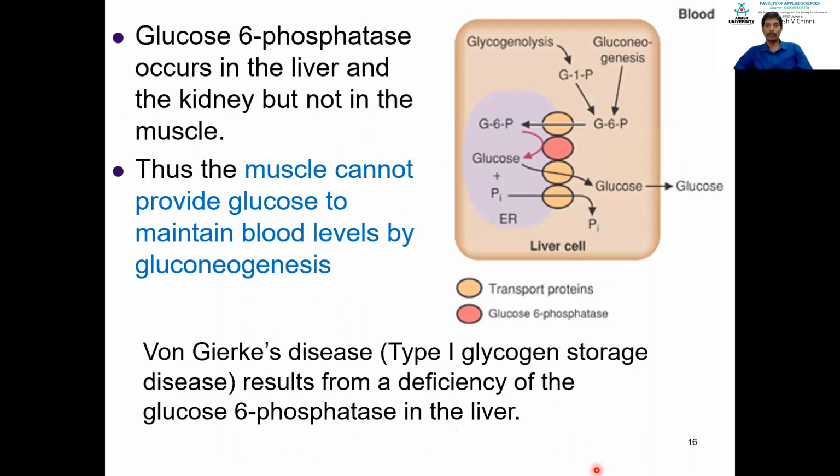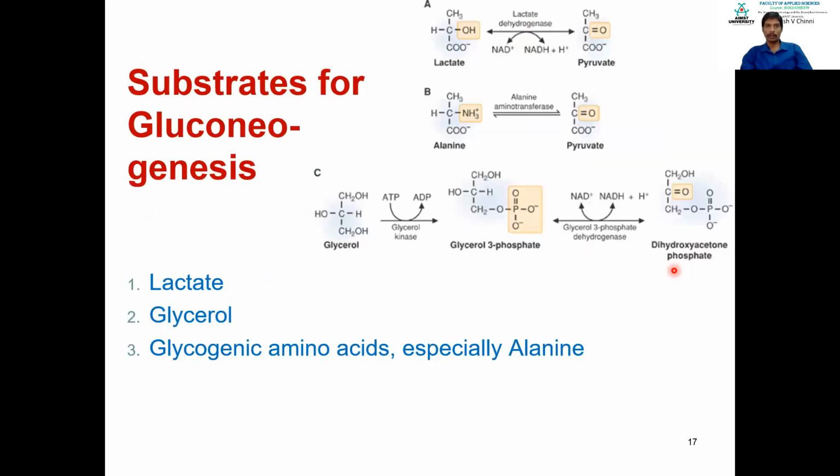Okay, so this glucose 6 phosphate converts into glucose, then this glucose will be supplied through the blood. Okay, so that is how the pyruvate will be converted back to glucose.